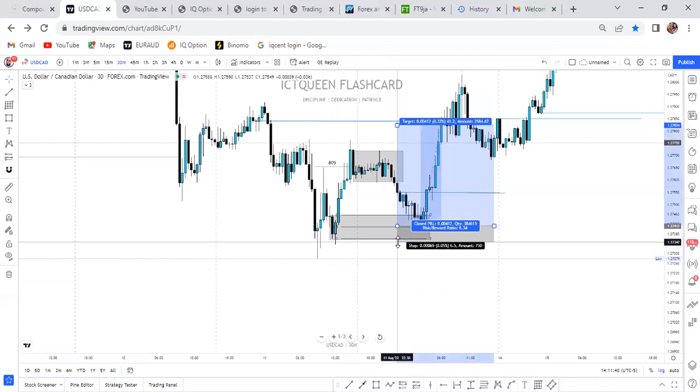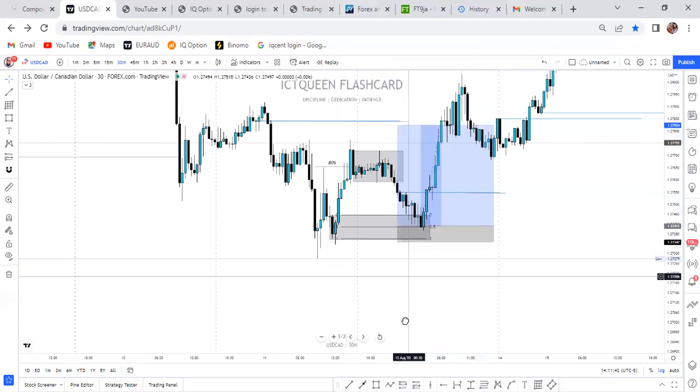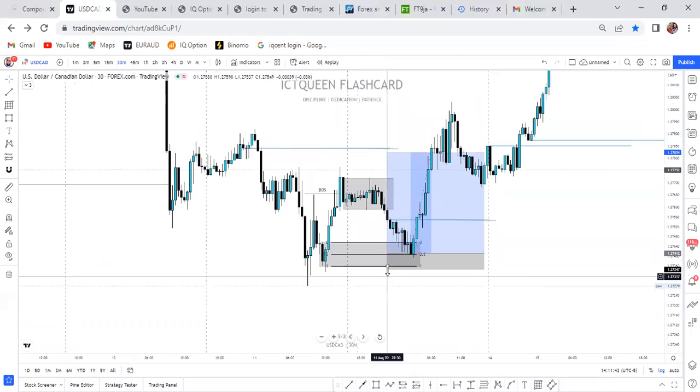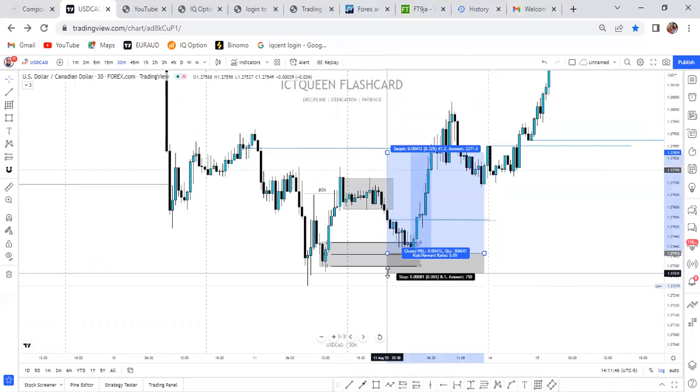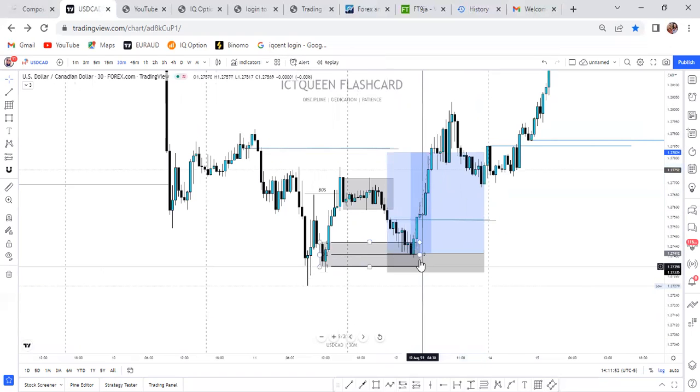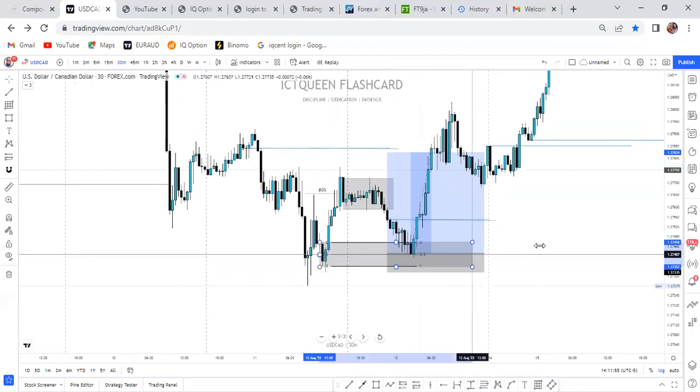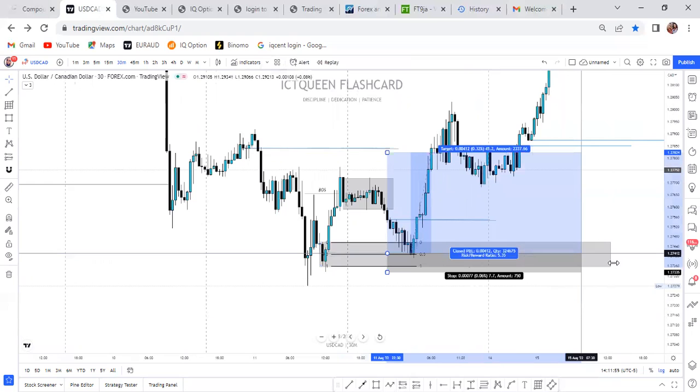I don't want to be too tight. I want to give my trade some avenue to breathe, so I'll put it below the bullish candle. If this order block is valid, price has no business coming down below the bullish candle. What's going to happen? I would just swing it all the way to fill up the imbalance.